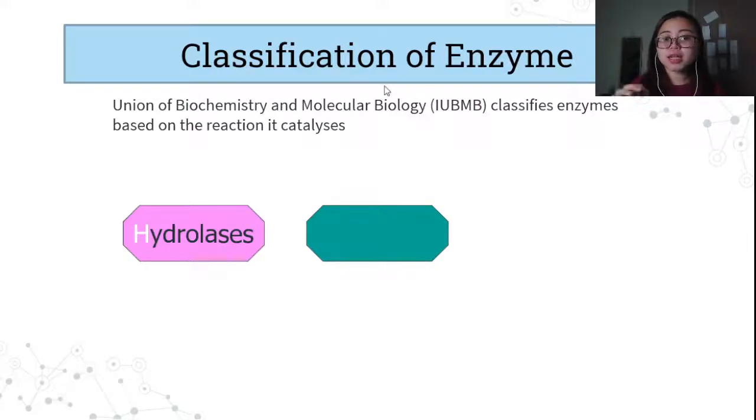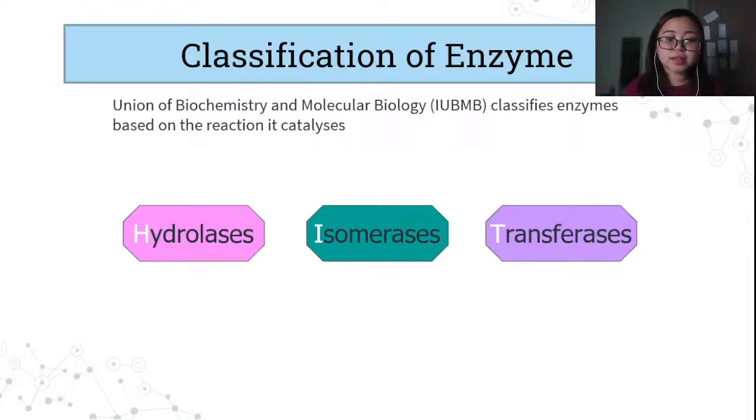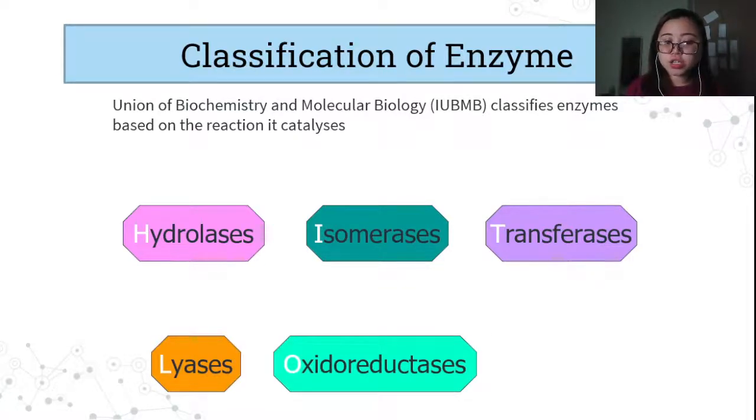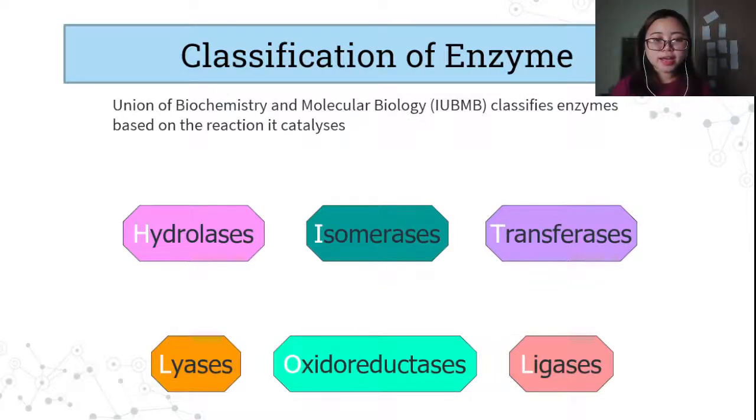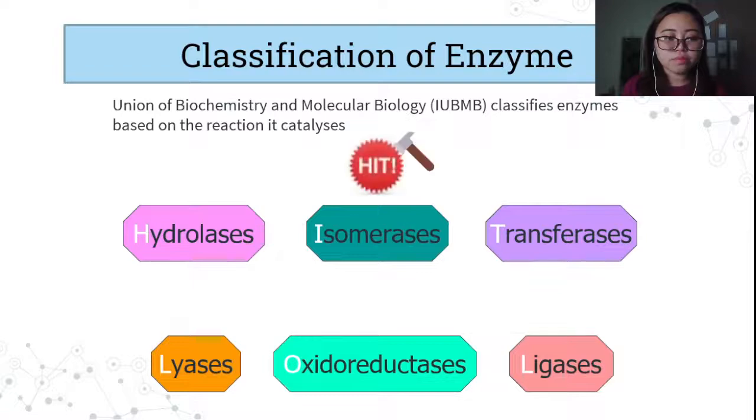The first class is hydrolases. The second class is isomerases. Third class, transferases. Fourth class, lyases. Fifth class, oxidoreductases. And sixth class, ligases. Now, there are 6 here, and there is actually a very simple way to try and remember the acronyms, which is HIT and LOL.